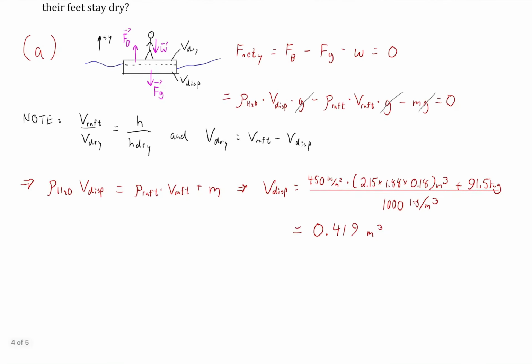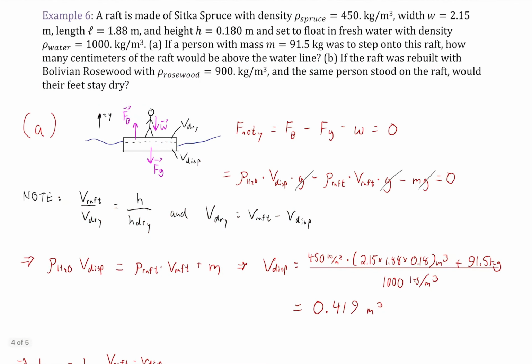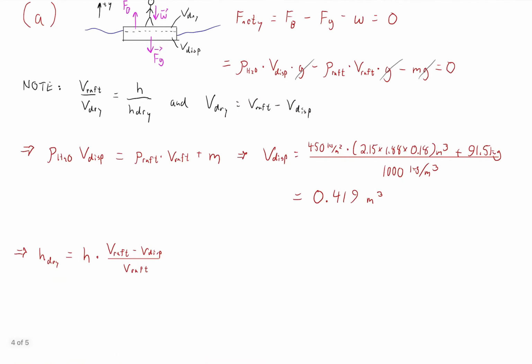Well, then let's compare. So the height dry, because remember that's what we were asked for. We're asked for how much floats above the water line. So the height dry, that's the height above the water line, would just be h multiplied by this ratio: the volume of the raft minus the volume displaced, divided by the volume of the raft.